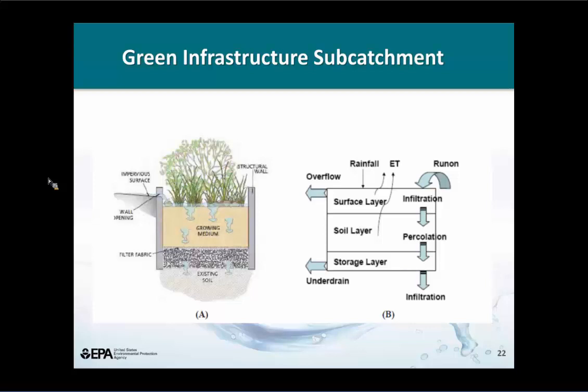This is a representation in SWMM of a bioretention. We have 3 layers: surface, soil, and storage layer. You have runoff from upgradient and infiltration from the surface layer into the soil layer, into the storage layer, into the subsurface. You could have an underdrain, you could have overflow, and again we have the rainfall directly onto the LID and evapotranspiration out of it.